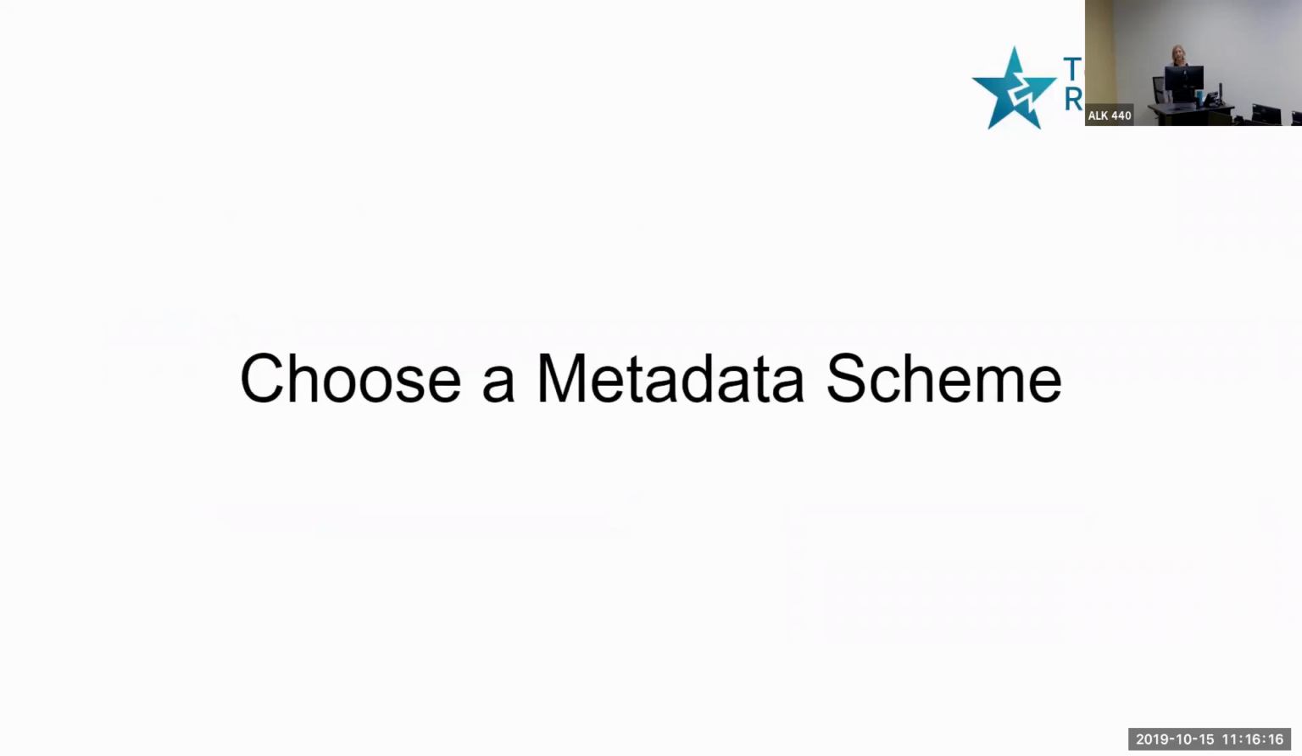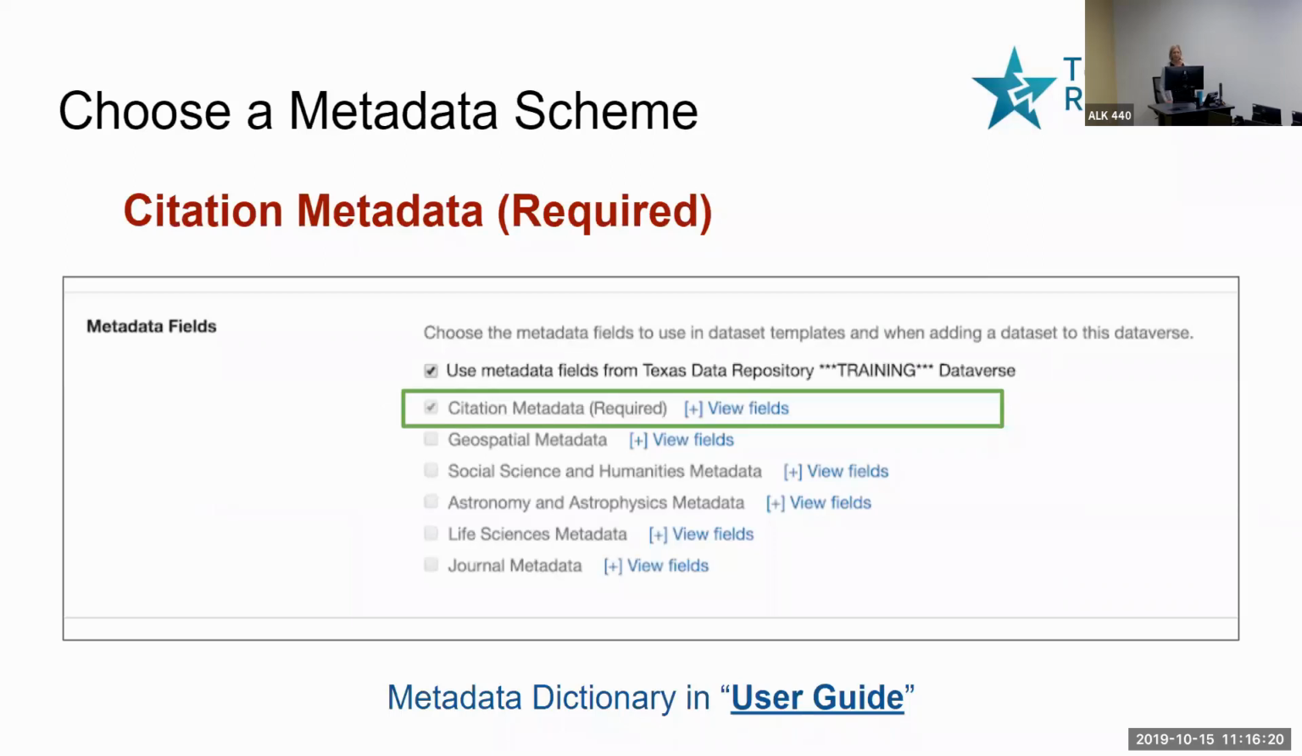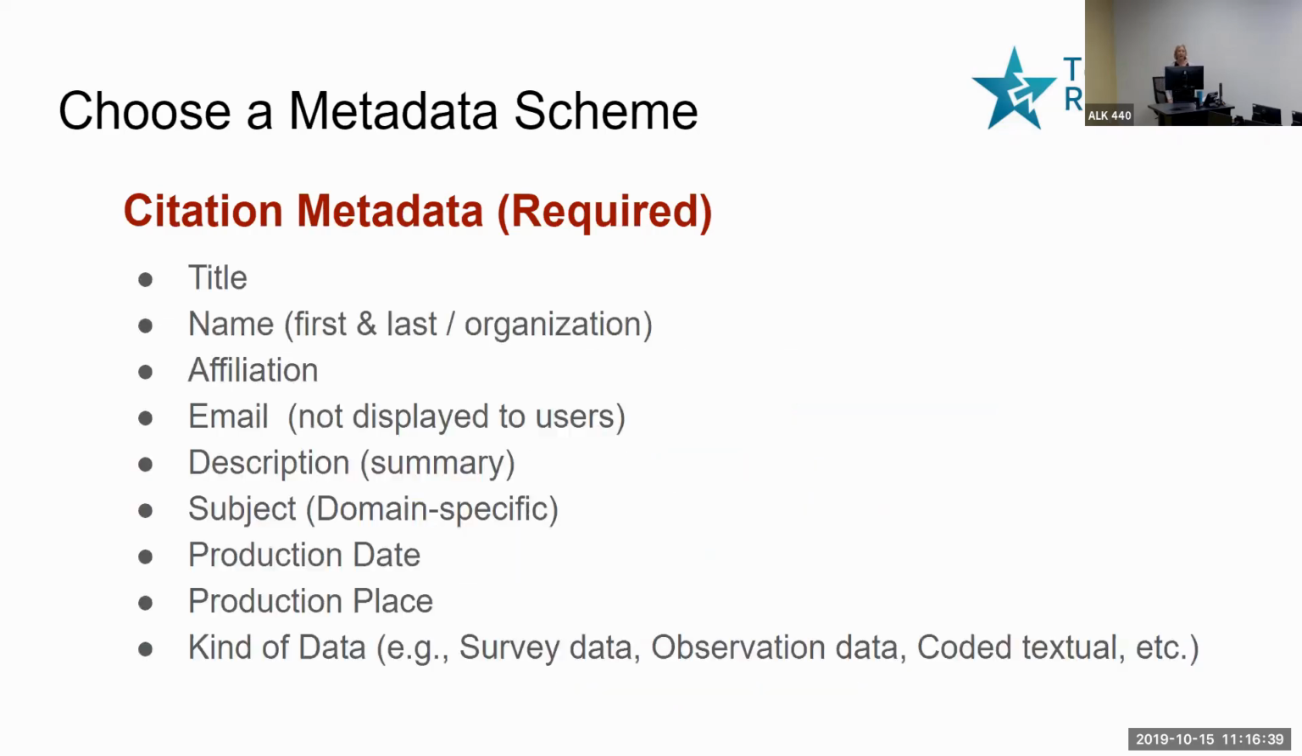Next, we will be choosing the metadata scheme. So this is the metadata field. As you can see, there is the basic use the metadata fields from TDR. And right under that, it is the citation metadata that is required. This is the metadata that is always required. And these are those fields.